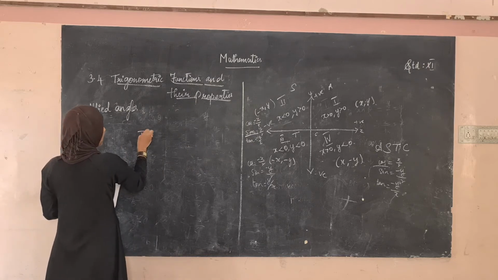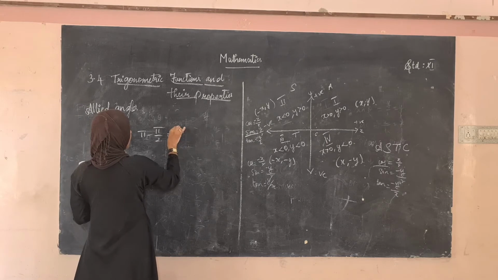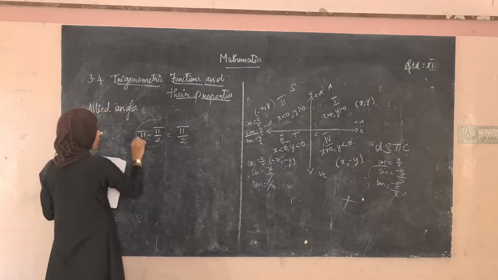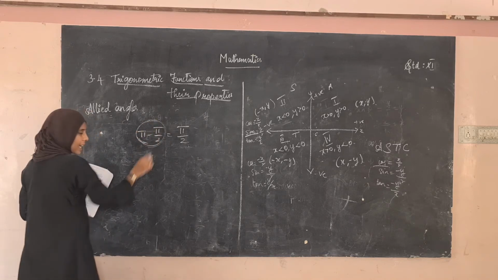Pi minus pi by 2. What is pi minus pi by 2? It is pi divided by 2. So the difference of these two angles is pi by 2. Therefore we can say this is the allied angle.